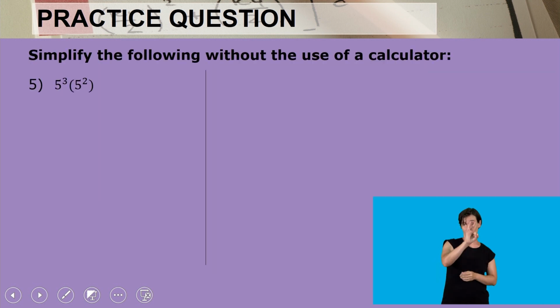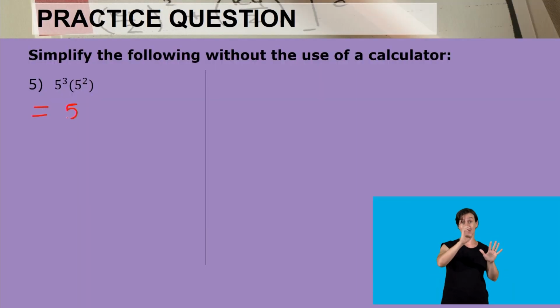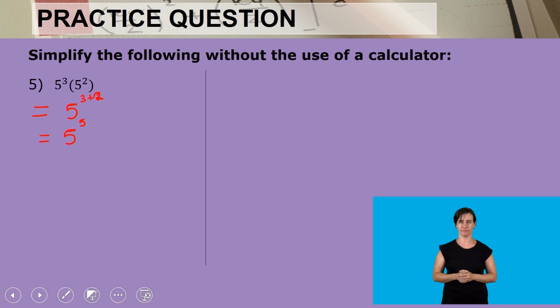We have 5 cubed, and this is being multiplied by 5 squared. Now, these are 2 powers that have the same base, and they're being multiplied. Do you remember what to do? Yes, of course, when the bases are the same from these powers, then we are going to add the exponents. So that is simply just 5, and then we are going to add the exponents 3 plus 2. Now our 3 plus 2 will give us a 5, meaning our answer is 5 exponent 5.